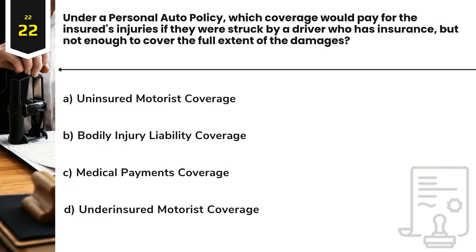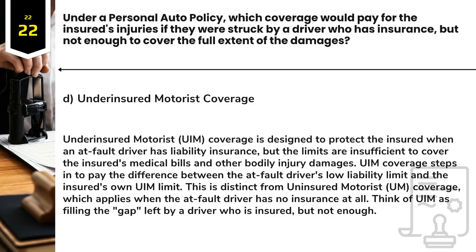Question 22. Under a personal auto policy, which coverage would pay for the insured's injuries if they were struck by a driver who has insurance, but not enough to cover the full extent of the damages? A. Uninsured motorist coverage. B. Bodily injury liability coverage. C. Medical payments coverage. D. Underinsured motorist coverage. Answer: D. Underinsured motorist coverage. Underinsured motorist, UIM, coverage is designed to protect the insured when an at-fault driver has liability insurance, but the limits are insufficient to cover the insured's medical bills and other bodily injury damages. UIM coverage steps in to pay the difference between the at-fault driver's low liability limit and the insured's own UIM limit. This is distinct from uninsured motorist, UM, coverage, which applies when the at-fault driver has no insurance at all. Think of UIM as filling the gap left by a driver who is insured, but not enough.